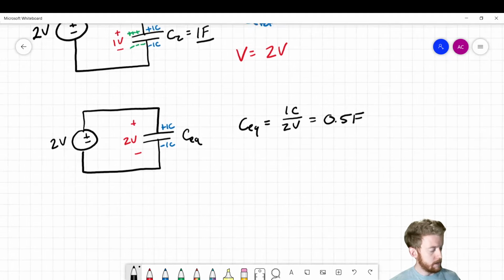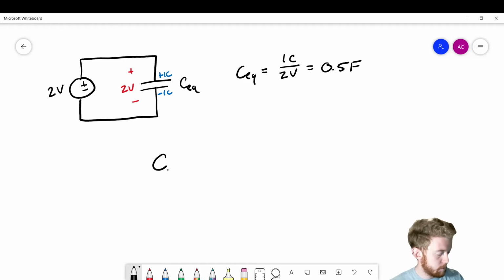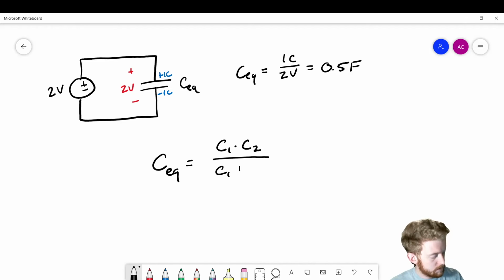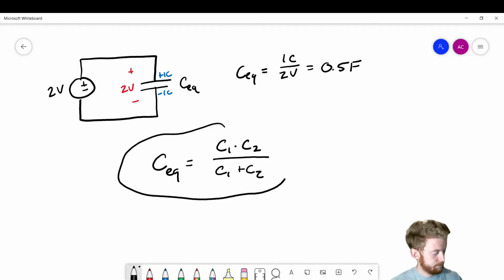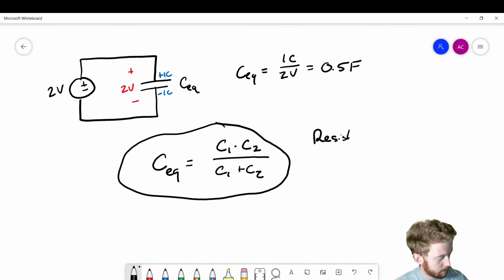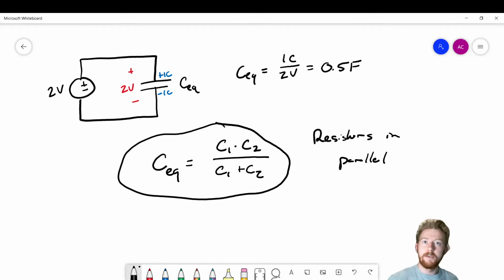Okay, so we can get a formula, and you'll notice that this formula is pretty similar to the one for parallel resistors. C equivalent is going to be C1 times C2 over C1 plus C2. Okay? So this is the formula for capacitors in series. If you want to change it into an equivalent capacitance, capacitors in series, you're going to use this formula here. Okay? So notice this is just like resistors in parallel. So the same formula for resistors in parallel is going to be used for capacitors in series.